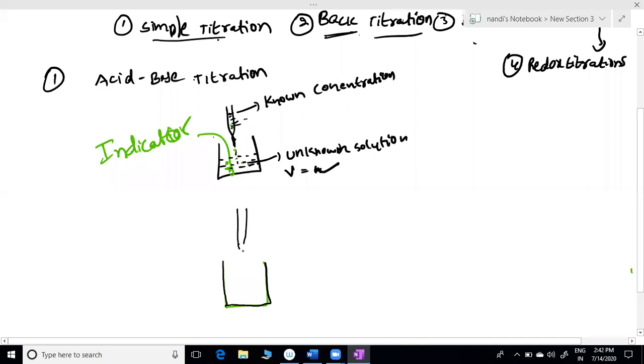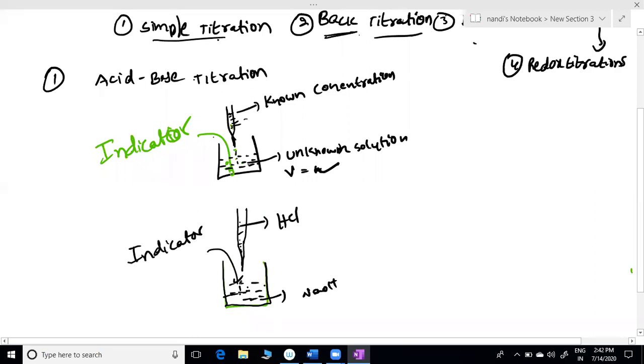Take an acid-base reaction. Here, the acid is HCl and the base is NaOH. We add HCl acid to the base. When the reaction is completed, a color change occurs by adding an indicator. We are adding an indicator also.